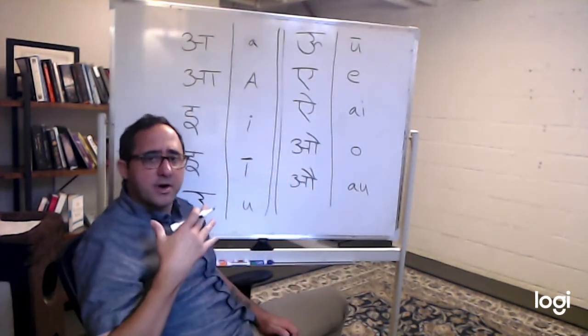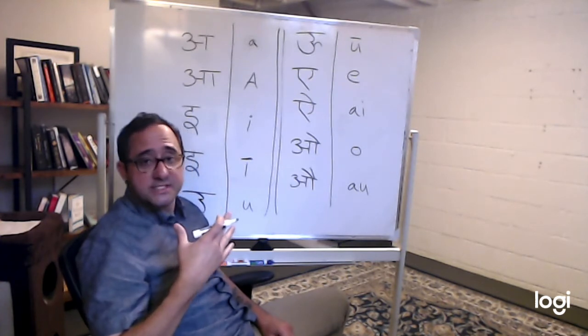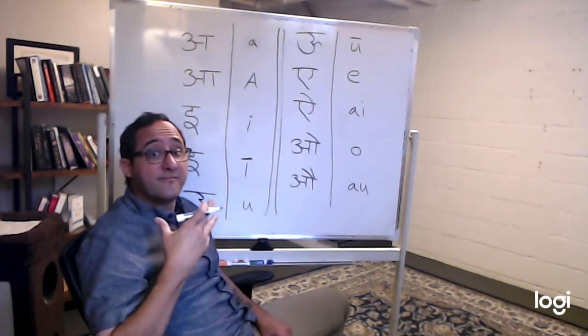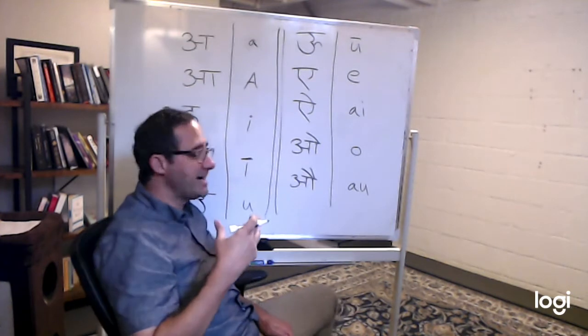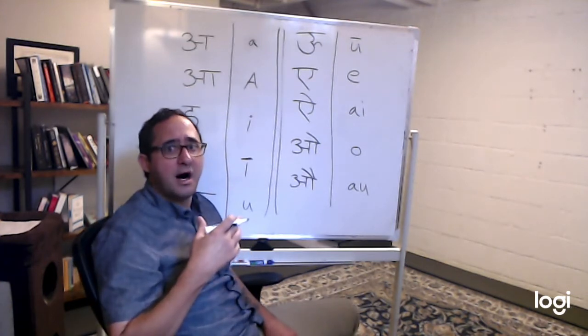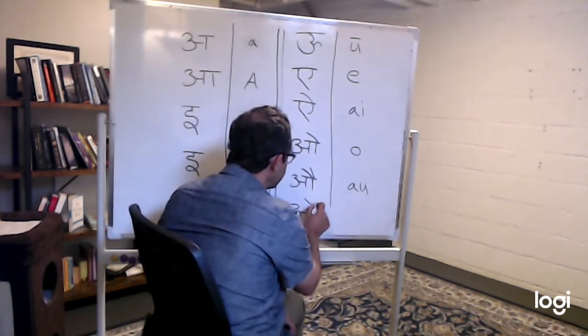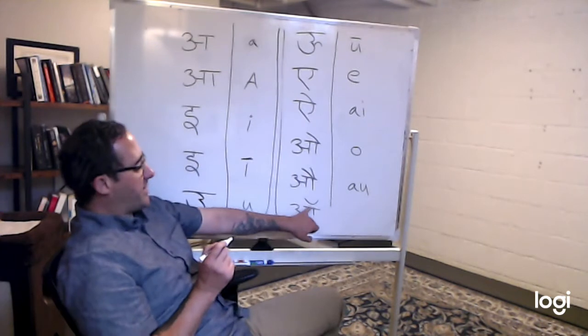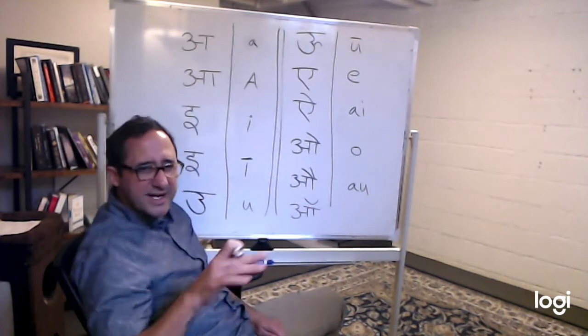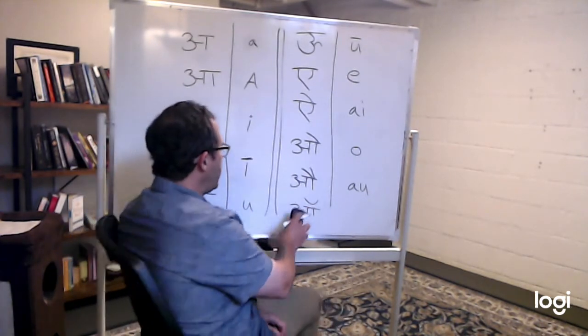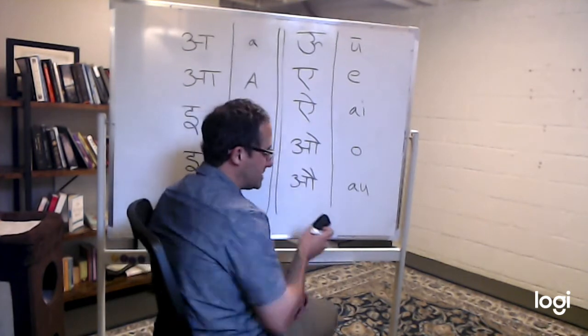There are also sounds that come from other languages. Sometimes they'll use something that looks like this, with this swirly over it. We'll get into that when we get into things that use more of the English vowels.